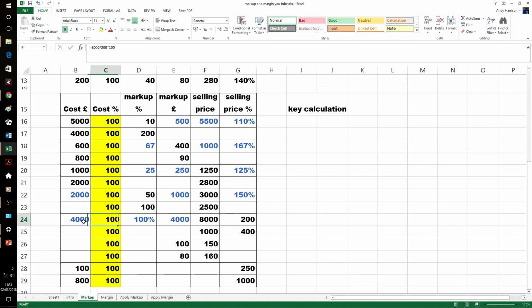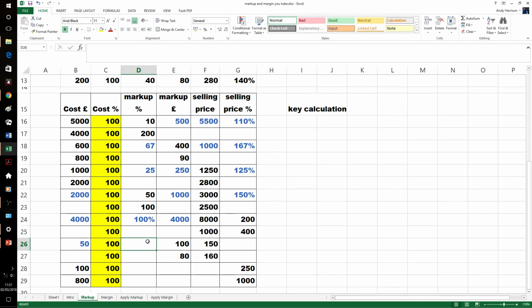Same calculation, and let's double check it all adds up right. So now we've got a selling price and a markup in pounds. That means the cost must be the difference. 150 minus 100 is 50. So now we can just work out everything else.